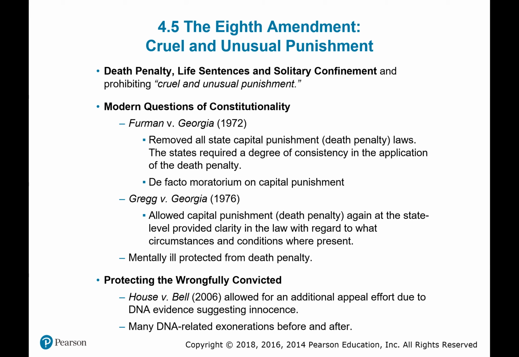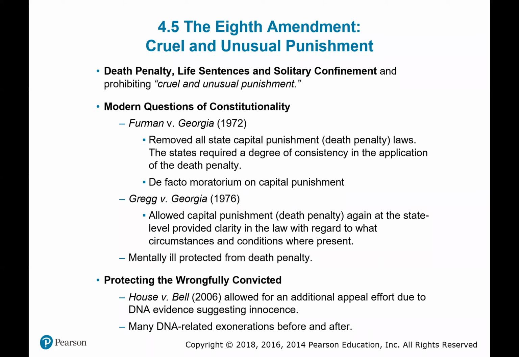One of those who was going to be executed was Charles Manson in California, and Furman v. Georgia stopped his execution. However, in 1976, Gregg v. Georgia, so Georgia came up with a death penalty law at the state level that they felt provided clarity, and the Supreme Court agreed with them. And then many other states followed Georgia's lead and reinstituted the death penalty, especially in the South. And we know Texas is very proud of their inmates that they put to death.